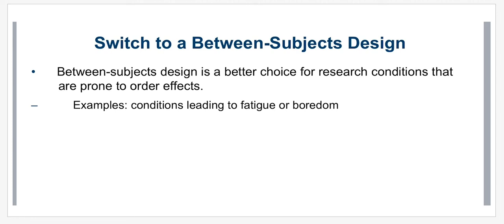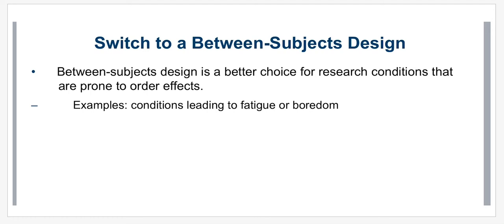And so that may be one of those things that you need to consider. Examples of this are if there are conditions that are going to especially lead to fatigue or boredom in the participants, it may be better, instead of having them do it again or measuring them multiple times, to just separate the groups into different people. So it's not the same subjects in every group, and each participant only has to do it one time. Then you are eliminating that fatigue or boredom issue.